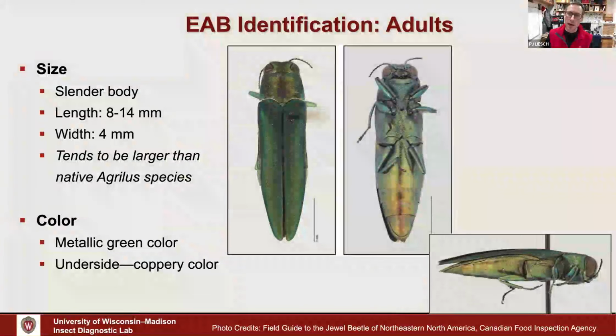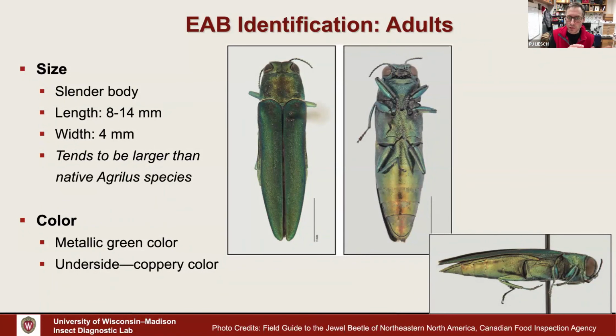The underside of the body is curved or rounded, and it often has a coppery appearance, especially on the abdomen. We see that in the center photo, and you can see it as well in the bottom right-hand photo. These insects as adults are roughly 1/2 inch long, and about 1/8 of an inch wide. In the genus Agrilus here in Wisconsin, we've got about 50 species, and EAB tends to be bigger than most of our native species. So the size can be useful to tell apart EAB.